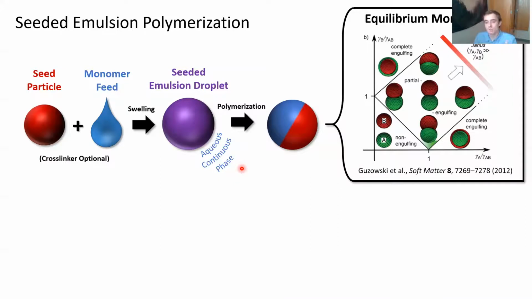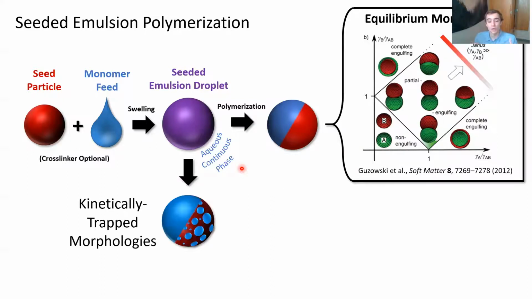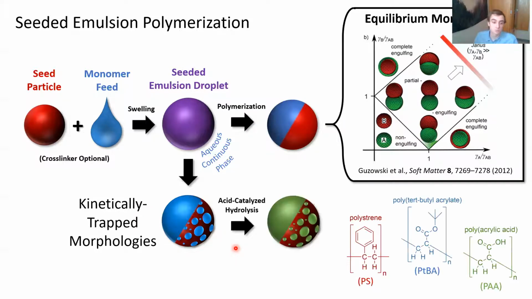By choosing different polymers, you can end up with a wide range of different morphologies. But what can happen if the phase separation isn't complete is you can end up with non-equilibrium morphologies. In our system here, we end up with these kinetically trapped domains on half the particle's surface. These domains wanted to coalesce with the hemisphere, but couldn't due to the rapid solidifying of the particle during polymerization. In our system specifically, this red polymer is polystyrene.